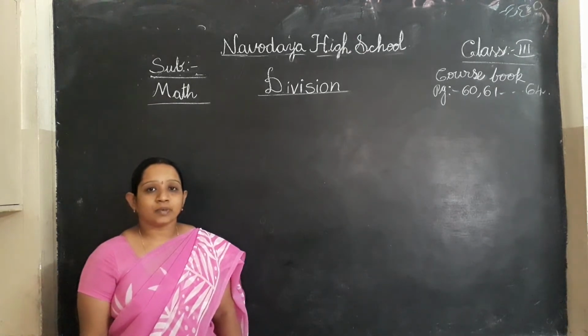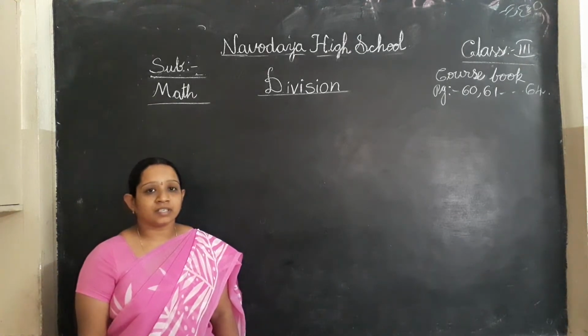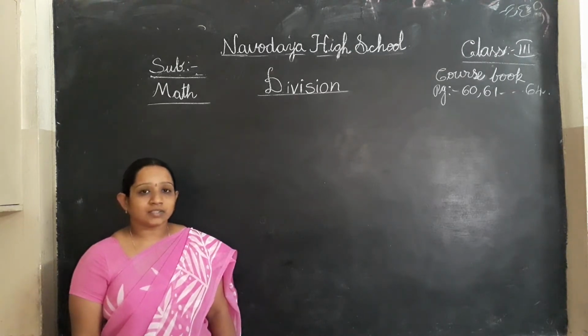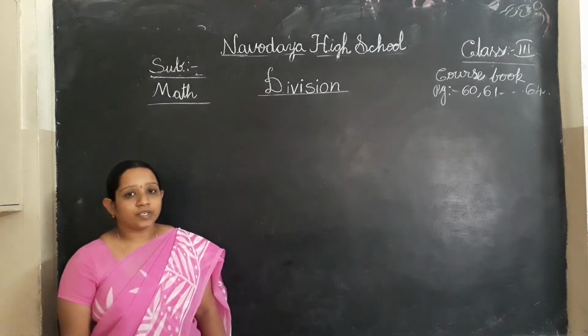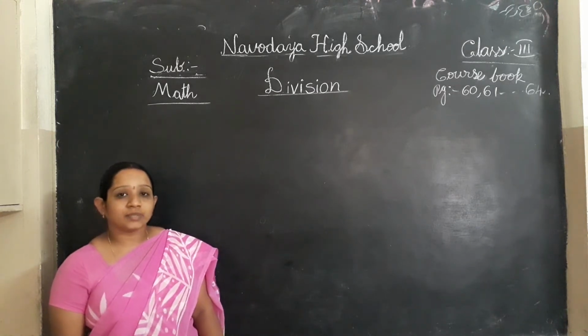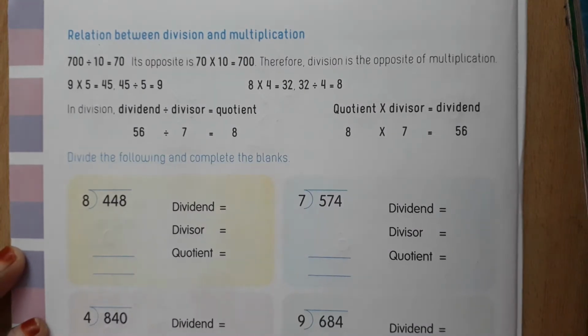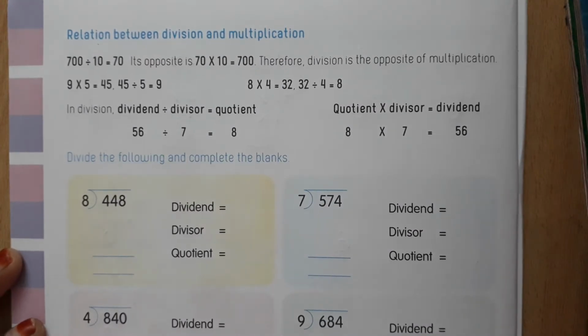We are discussing the chapter division, children. In the previous video, the introduction is completed. Today we are also continuing further. Open your course book, children, page number 60. Some more topics are here in your course book. Now let us open page number 60.